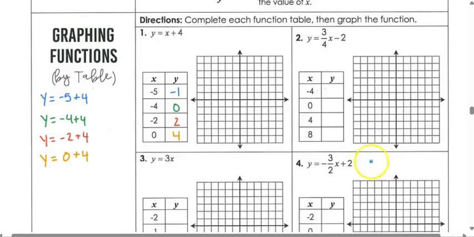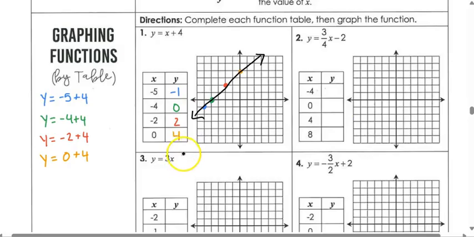And then I can graph each of these ordered pairs. So -5, -1. Then -4, 0. -2, 2. And then finally 0, 4. And then if I connect those dots, that would give me the graph. So this is another way to graph. We learned how to graph with slope-intercept form before. Now we're seeing how we can graph with a table.